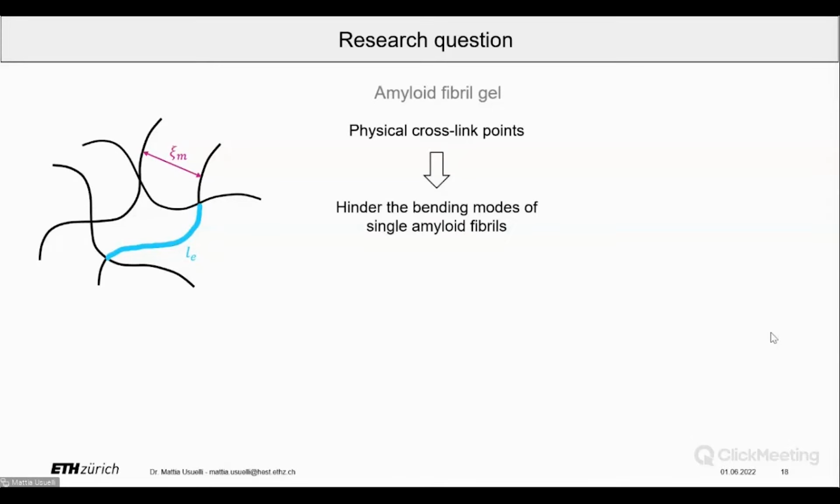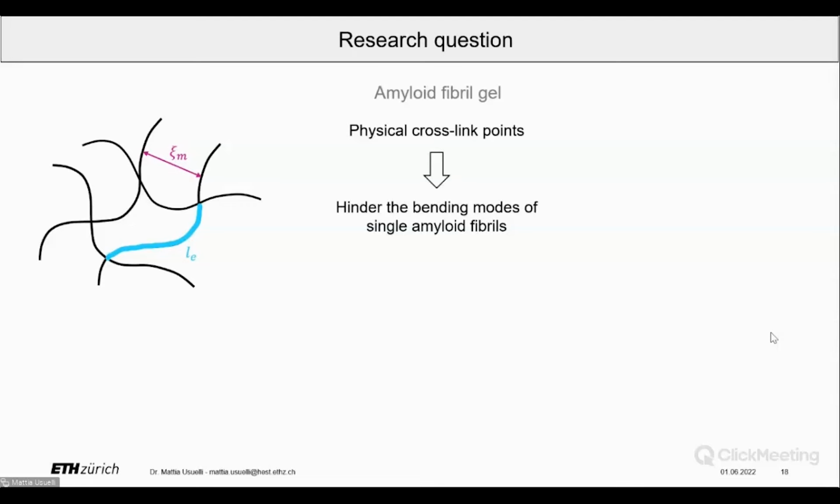And what happens? Let's imagine now, let's dream about being an amyloid fiber in solution, okay? Let's imagine that I am there by myself. I am not surrounded by other amyloid fibers. What can I do? I can do different types of motion. For example, I can diffuse, I can rotate, and because I have a very high aspect ratio, I can also perform undulations on the contour.